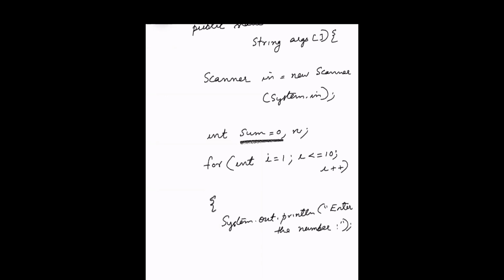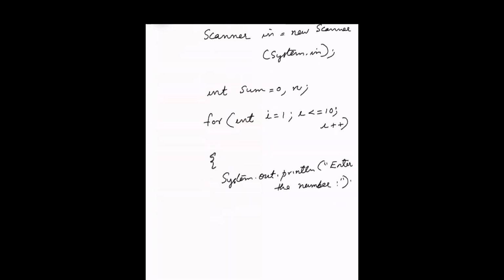Variable sum is declared and initialized to 0, plus variable n is declared here. So these are the two things that are happening in that one statement. Here you are entering the number. Entering the number means you have to say n is equal to in.nextInt.